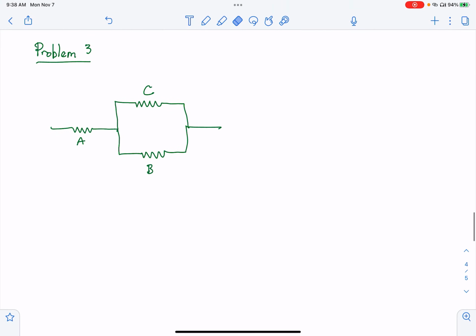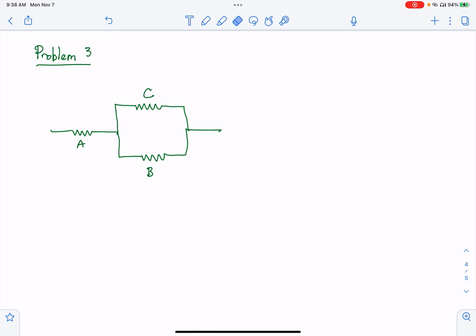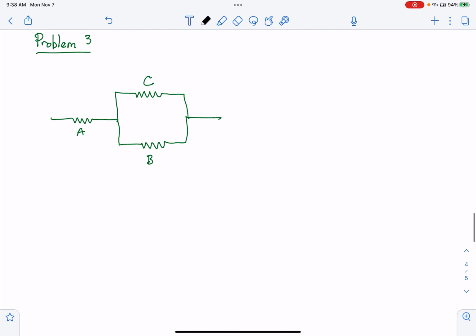Okay, so in this problem, I'm going to give you some background. The first thing I want you to understand is what a resistor is.